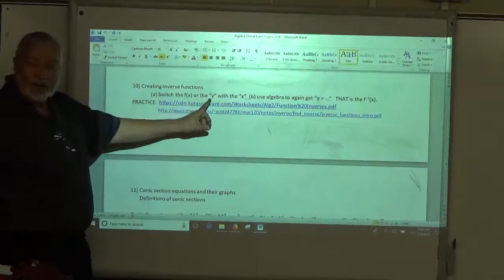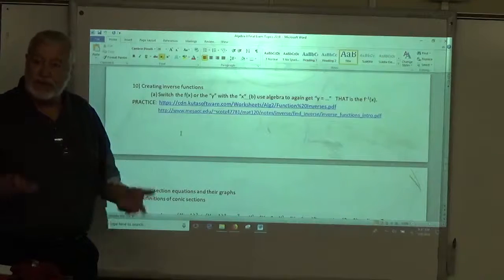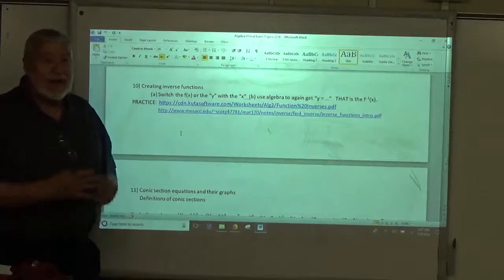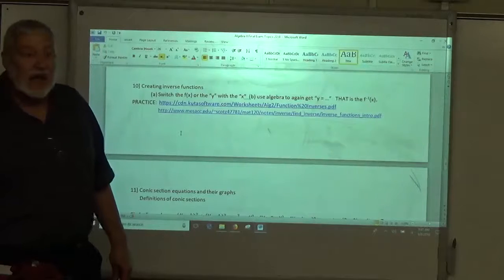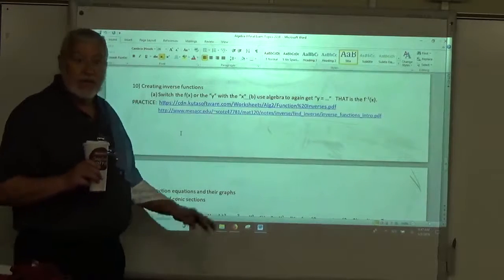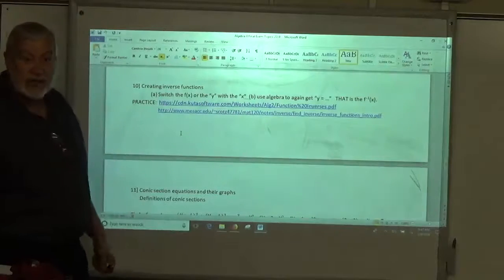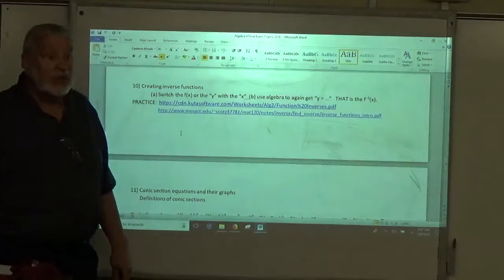Because the hardest part is switching the x and the y. If you don't know how to switch the x and the y, you can't guess very easily at what the inverse function is going to be. All right, and so the switching is 2 different skills. You switch the x and y, and then you use Algebra 1 skill to come up with the Algebra 2 inverse.